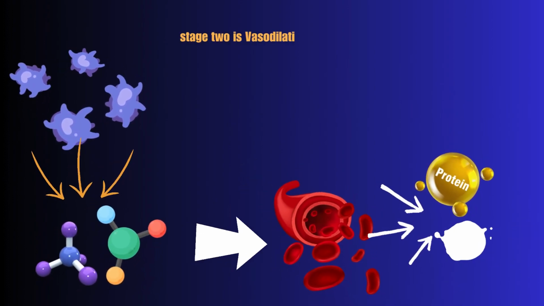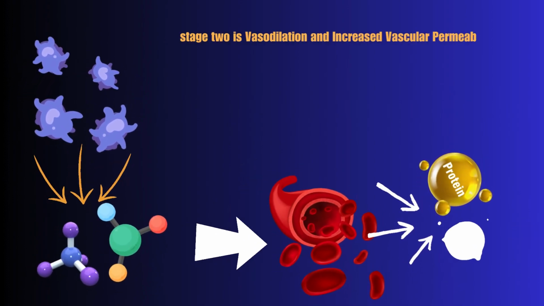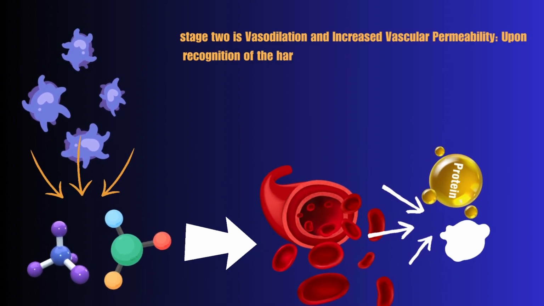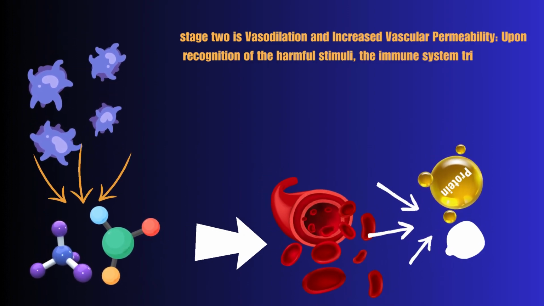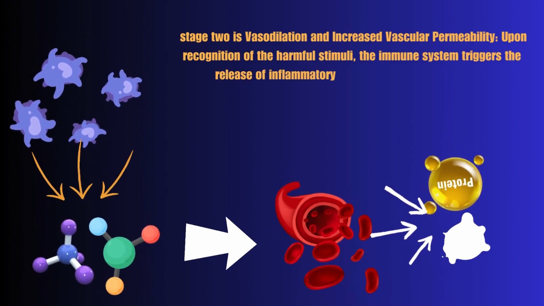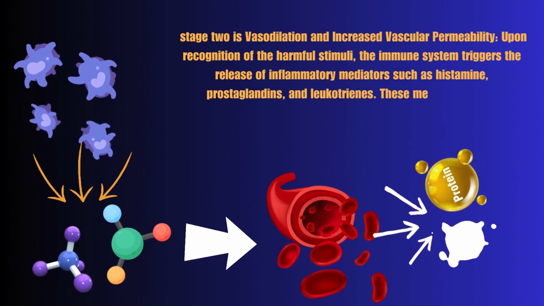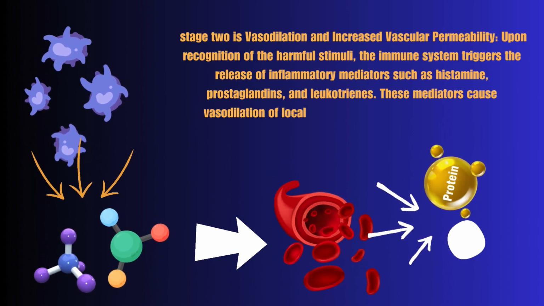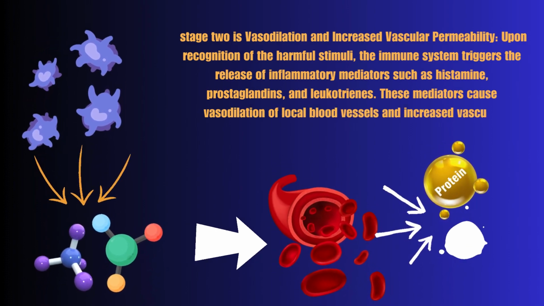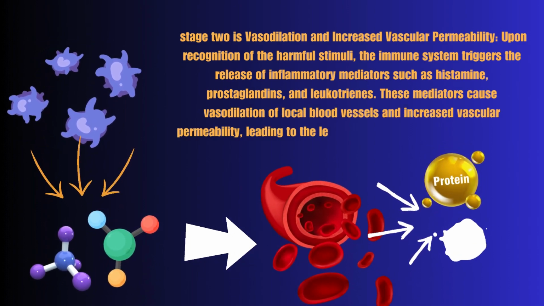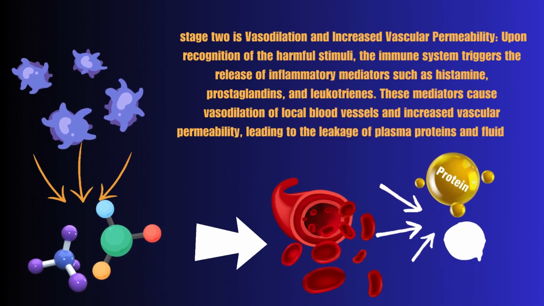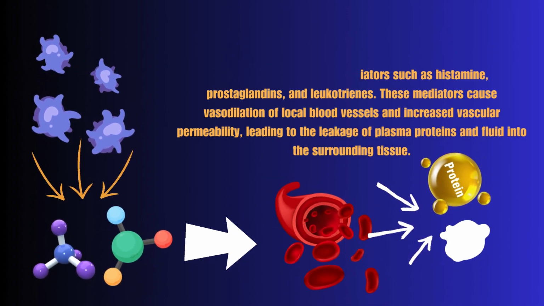Stage 2 is vasodilation and increased vascular permeability. Upon recognition of the harmful stimuli, the immune system triggers the release of inflammatory mediators such as histamine, prostaglandins, and leukotrienes. These mediators cause vasodilation of local blood vessels and increased vascular permeability, leading to the leakage of plasma proteins and fluid into the surrounding tissue.